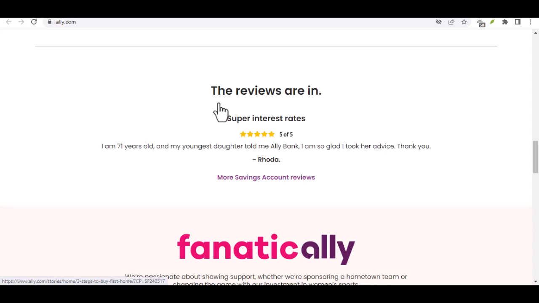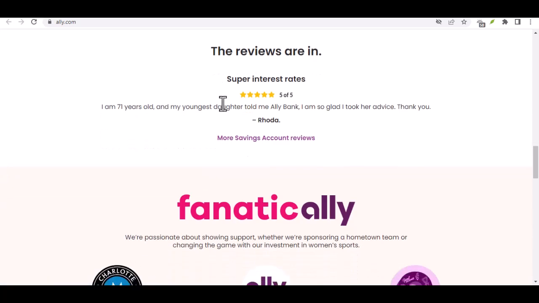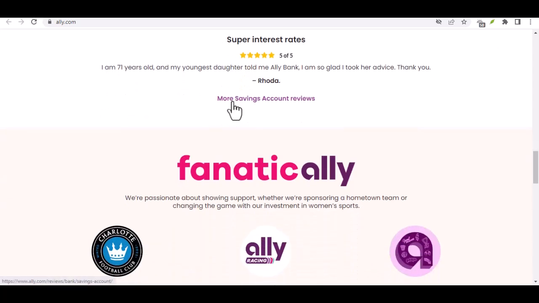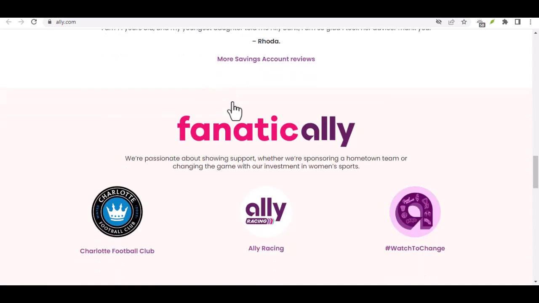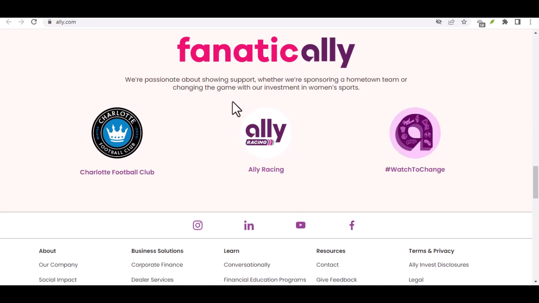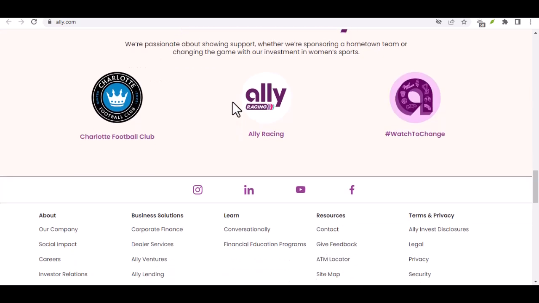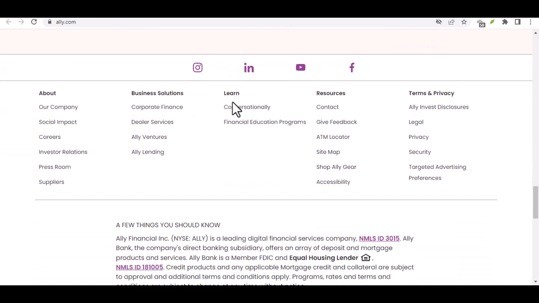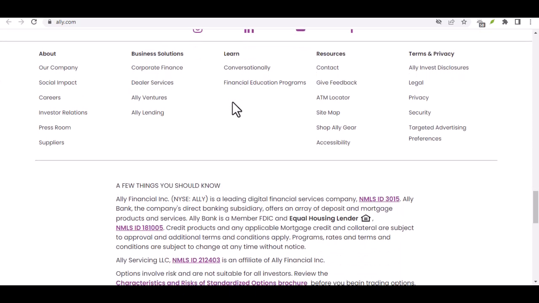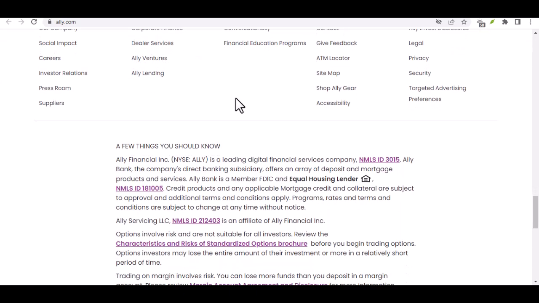Alternatives to bank transfers. Let's explore some alternative methods for moving money if Ally's transfer limits are a persistent issue. Bill pay. Ally offers a bill pay service that allows you to schedule payments directly to creditors. This can be a convenient option for recurring bills. Checks. While old-fashioned, checks can still be a viable option for one-time transfers, especially for smaller amounts.